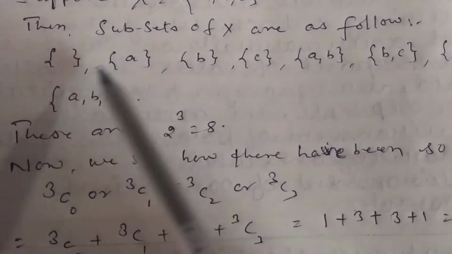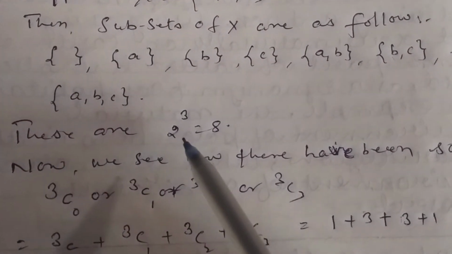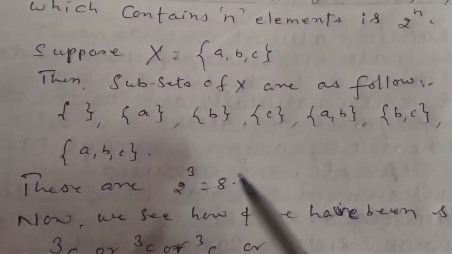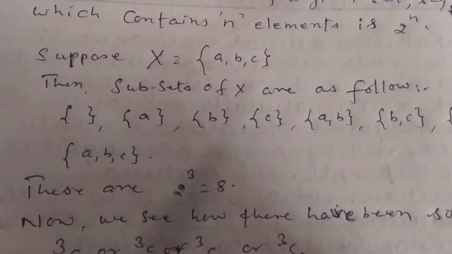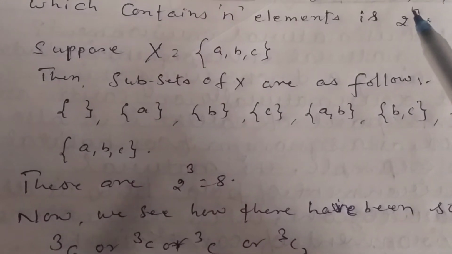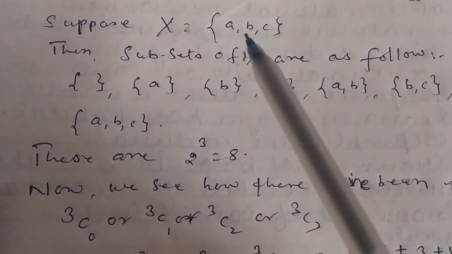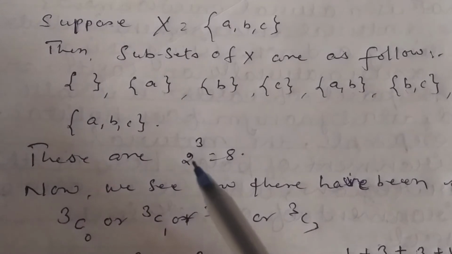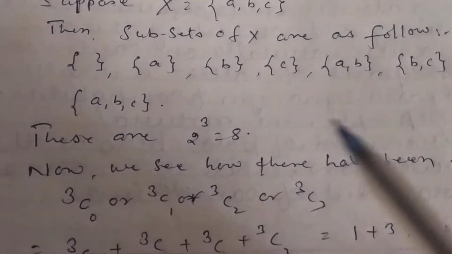So we find that 1, 2, 3, 4, 5, 6, 7 and 8. This can be written as 2 raised to the power 3 equals 8. So you see that this is of the form 2 raised to the power n. Here I had said that this set A contains n elements, so the total number of subsets will be 2 raised to the power n. In the same way, here X contains 3 elements, so the total number of subsets made from it will be 2 raised to the power 3, that is equal to 8.